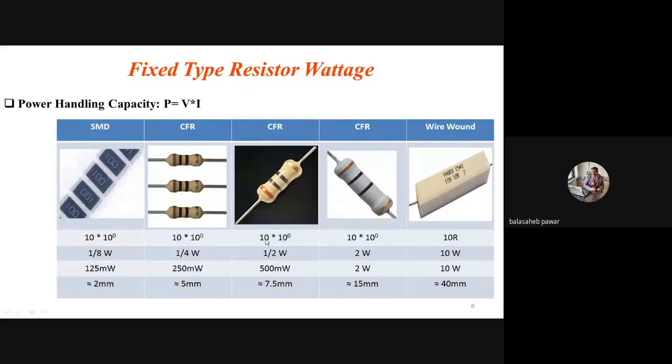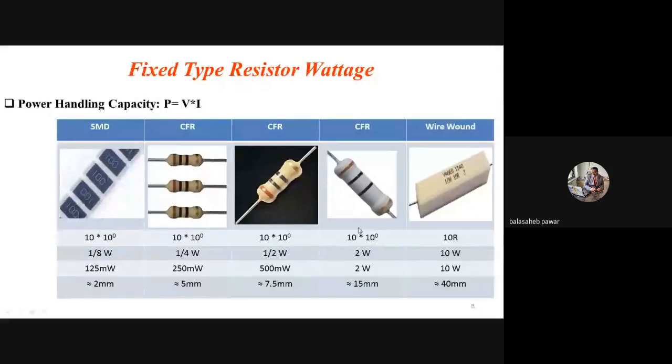Then the third one, which is somewhat large in size compared to the previous. The color bands are again the same, that is brown, black, black. Again, as per our previous discussion, its value is to be determined and will be 10 ohm. Now the fourth, which is again somewhat larger in size compared to the previous, has the same color bands, brown, black, black, and hence its value will be 10 ohm.